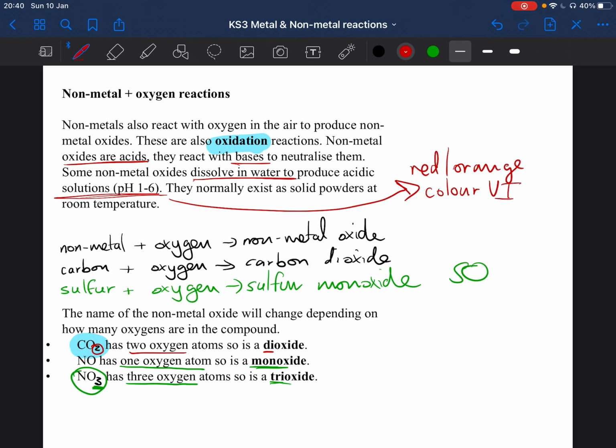Okay, guys? And they, again, normally exist as solid powders. So something we were talking about in a previous video was that non-metals quite often are liquids or gases. Very few of them are solids. But if you react a non-metal with oxygen, it more often than not produces a solid powder. So we've got a different property for our non-metal oxides than we did for our actual non-metals.